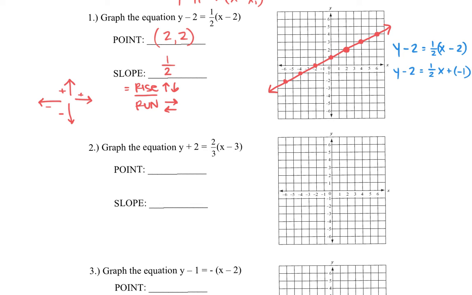And 1/2 times -2 is just -1. And then I'm going to add 2. And I get y equals 1/2 x plus 1. And so now it's in slope-intercept form. I can see my slope is 1/2. My y-intercept is 0, 1.